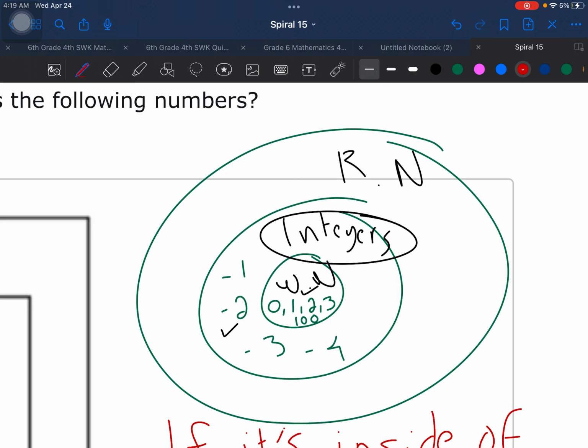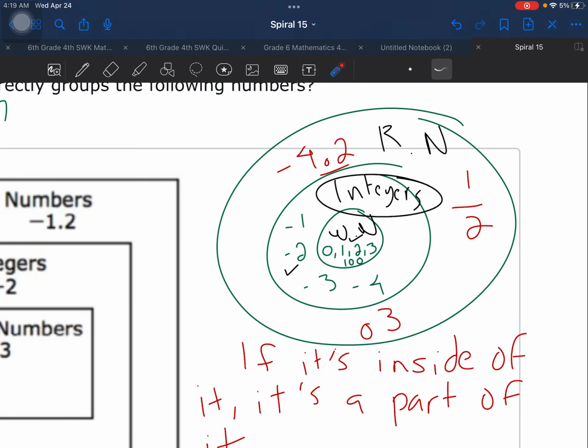So, rational numbers, that also includes negative decimals. That includes fractions. That includes just decimals. But, like I said, if it's inside of it, it's a part of it. So all of these are also rational. And all of these are also integers. Does that make sense, chicos?